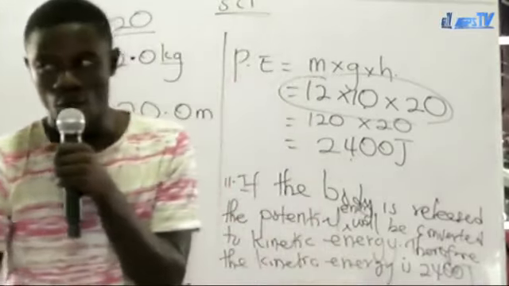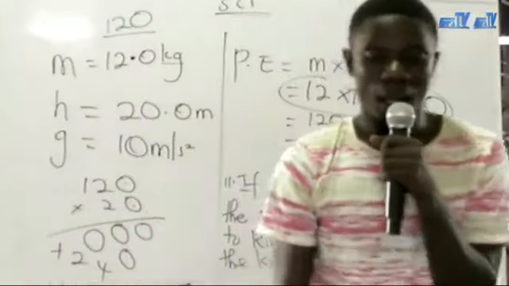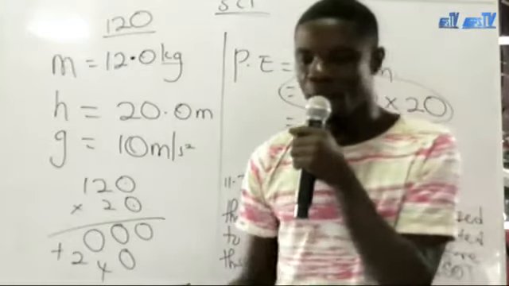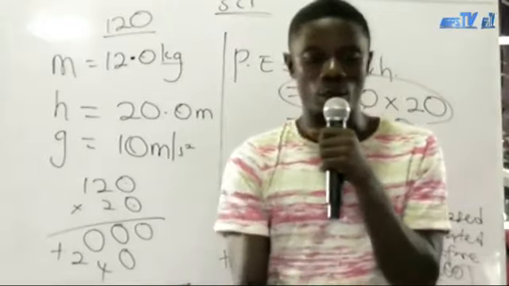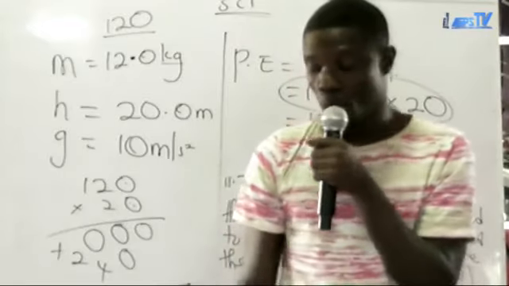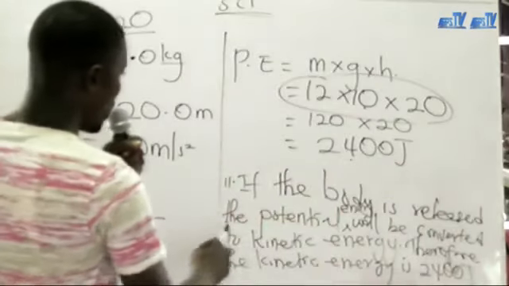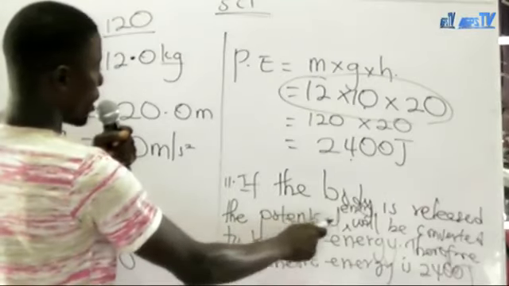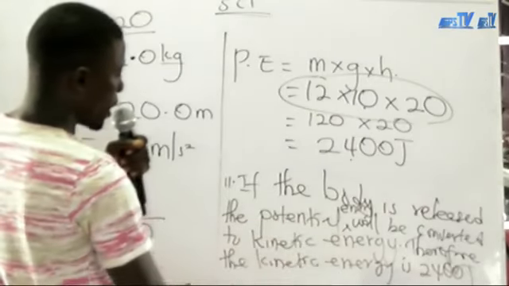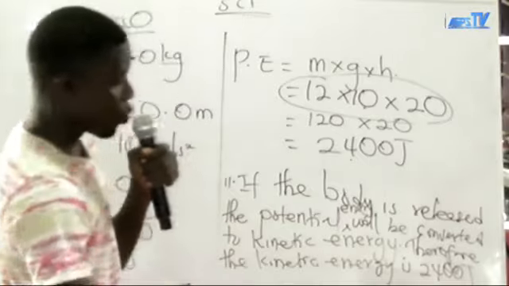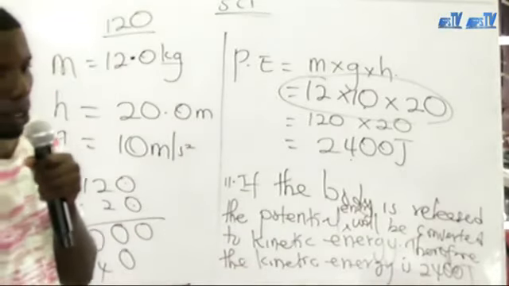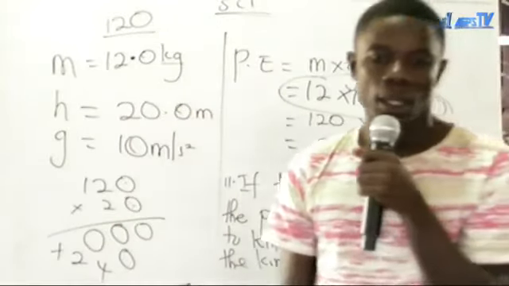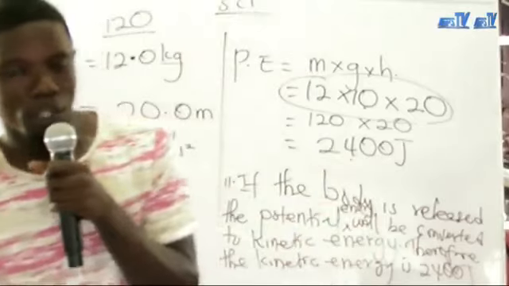There's no calculation involved, there's no formula. Don't waste your time writing down the formula for kinetic energy and putting in the figures, because there's no velocity. So this one is simple. Just write: if the body is released, the potential energy will be converted to kinetic energy. Therefore, the kinetic energy of the body is 2,400 joules. So now our next subtopic is energy transformation.